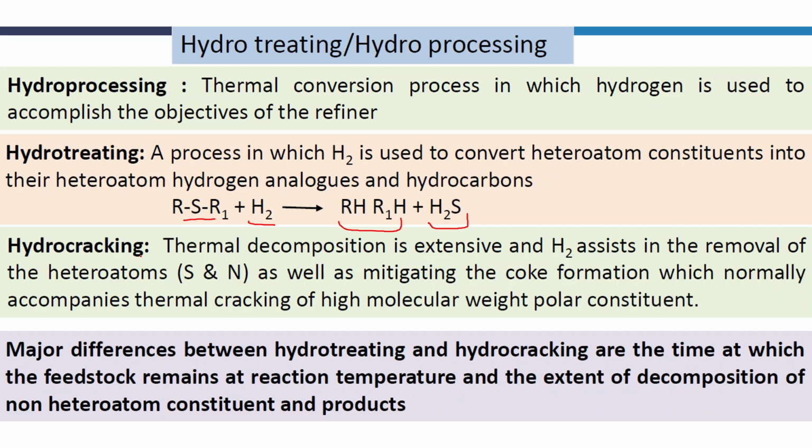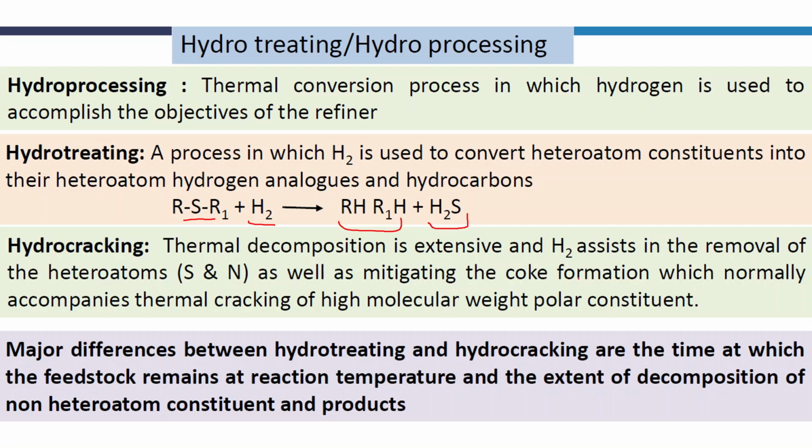Another is hydrocracking. In hydrotreating, we just introduce the hydrogen; no cracking or conversion of higher molecular weight constituents to smaller molecular weight is done. But in hydrocracking, the conversion or decomposition of higher molecular weight constituents to lower molecular weight constituents is done. The thermal decomposition is extensive and hydrogen assisted in the removal of heteroatoms such as sulfur and nitrogen, as well as mitigating the coke formation.